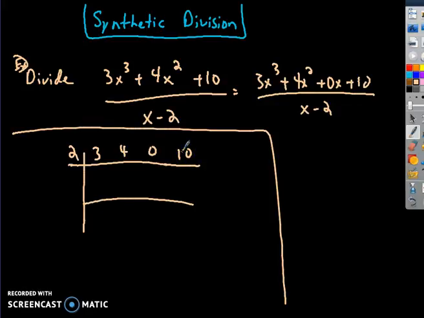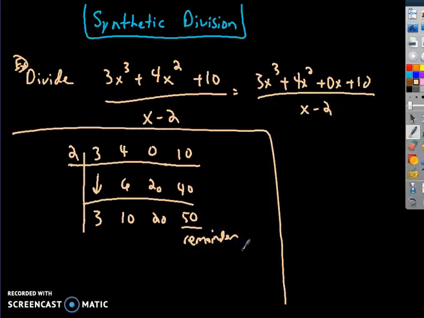Now this is how it works. Take the first number, it comes straight down, 3. And then I'll say, okay, 2 times this number, 2 times 3, that's 6. Add this column. So 4 plus 6 is 10. And then I'll take 2 and multiply by this new number. So 2 times 10 is 20. Add these. 0 plus 20 is 20. And then 2 times 20 is 40. Add these, and it's 50. This last number is my remainder.